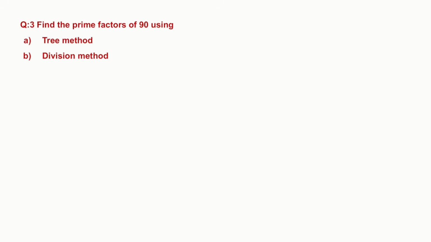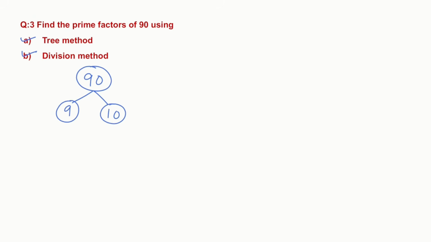Now we have our next example. Find the prime factor of 90 using tree method and division method. First we are going to see the tree method. So we'll take the number 90 and break it into two factors. So here I am taking 9 and 10.